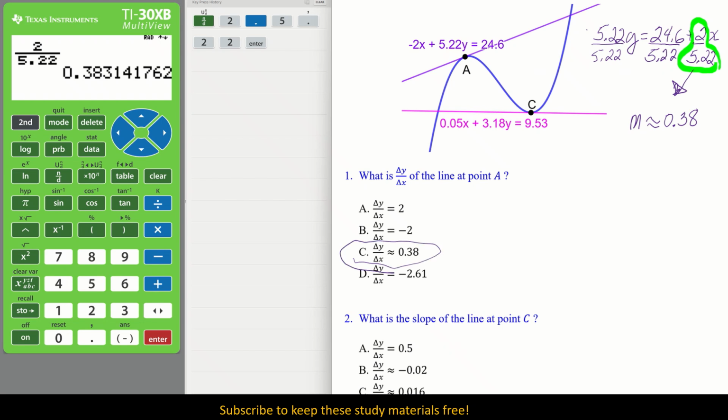And as you see, A and B could be eliminated because they're trying to quote unquote fool you. We have to follow through our calculations in order to get what that slope is at that point, and that line is tangent. Okay, there we go. That gives us the change of y over the change of x. Okay, now, same thing with point C.